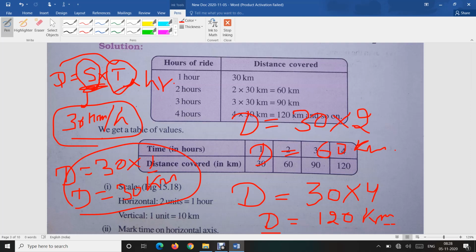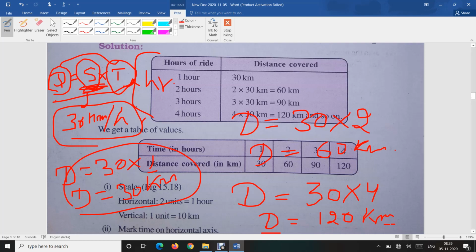Overall, the dependent variable here is distance, because distance will depend on time. Distance will depend either on the time or on the speed, and in this portion distance is depending on the time. So here distance is a dependent variable. Hope you understand about the dependent and the independent.